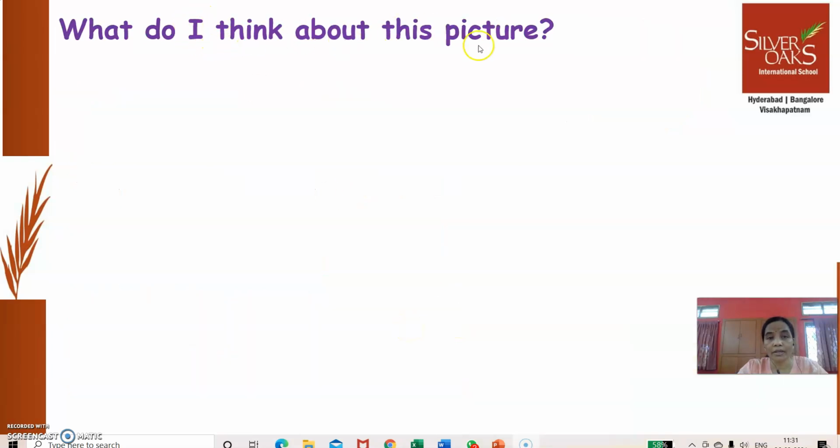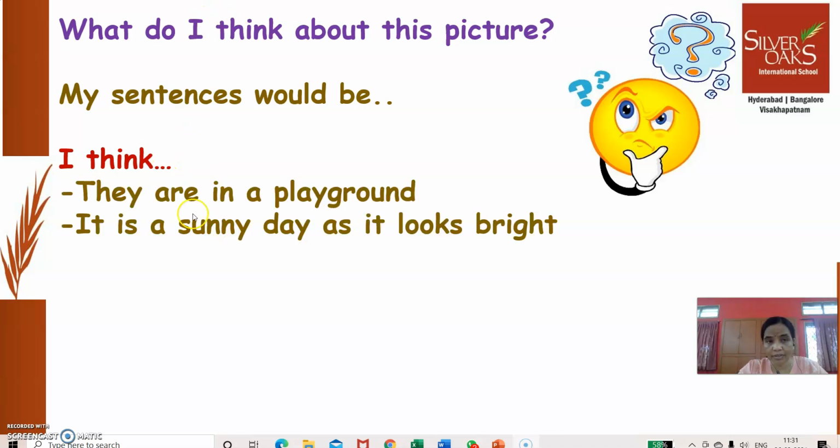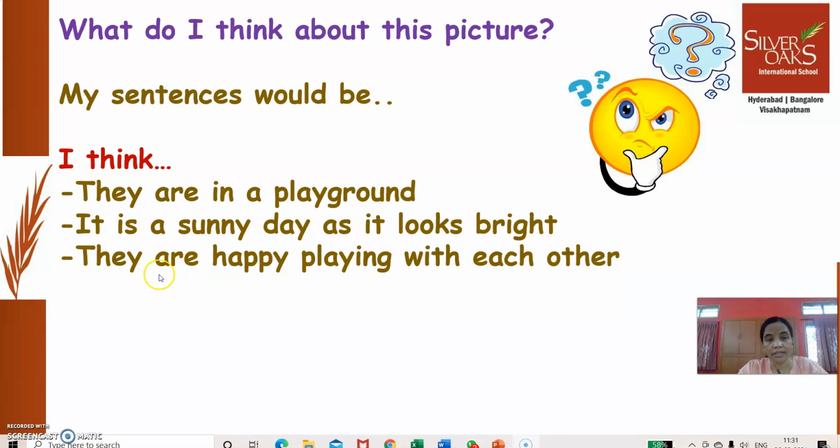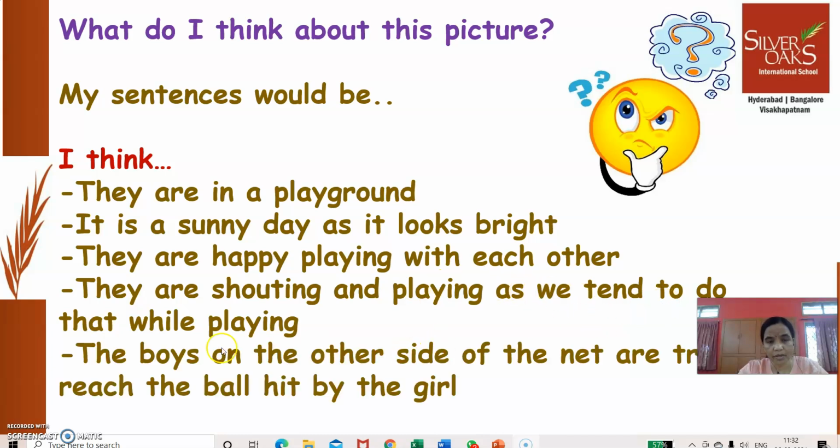Now, what do I think about this picture? Now, let's move on from seeing to thinking. And your sentence could start with, I think they are in a playground. Correct. It is a sunny day as it looks bright. All right. They are happy playing with each other. Correct. They are shouting and playing as we tend to do that while playing. The boys are on the other side of the net and are trying to reach the ball hit by the girl.